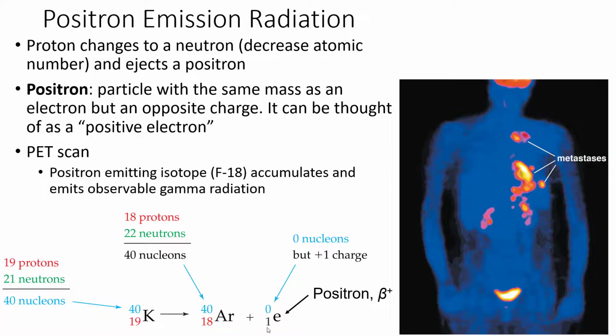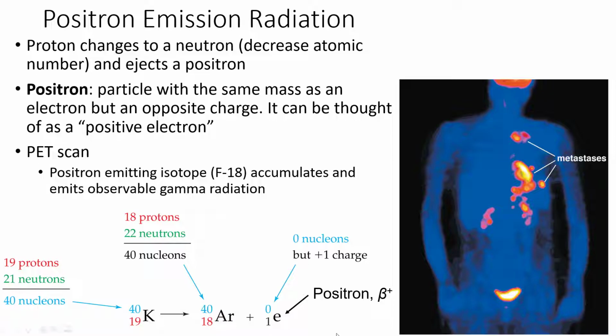So where do we actually see this positron emission radiation occur? We see it in the medical community when we're talking about PET scans. PET scans, positron emission tomography, is where we have a positron emitting isotope, such as this fluorine-18, that accumulates and emits observable gamma radiation when it hits certain targets. So in this case, we can see the metastasis of a cancer throughout a body. And so what you can see is this gamma radiation, which accompanies this positron emission radiation, can indicate the presence of a tumor.